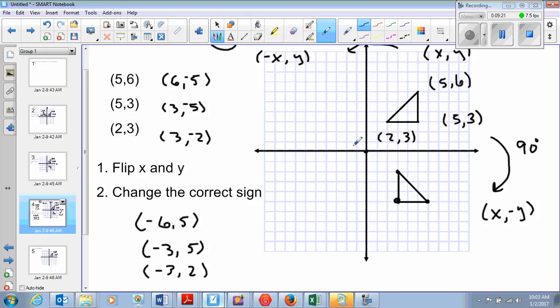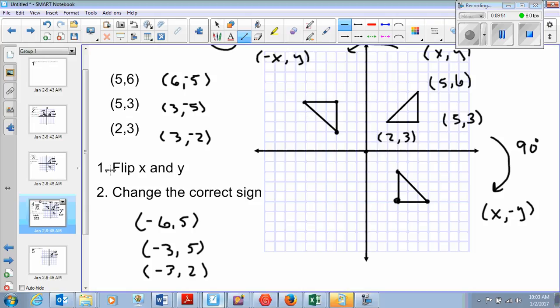This point, (-6, 5), is going to be at 1, 2, 3, 4, 5, 6, then 1, 2, 3, 4, 5. We're going to be at (-3, 5), 1, 2, 3, then 1, 2, 3, 4, 5. And we're going to be at (-3, 2), 1, 2, 3, then 1, 2. And look, there's our positive points where they're supposed to be, our negative points where they're supposed to be. Notice how it's not a reflection, it's a rotation. We've rotated this image, and here is our new image right here.